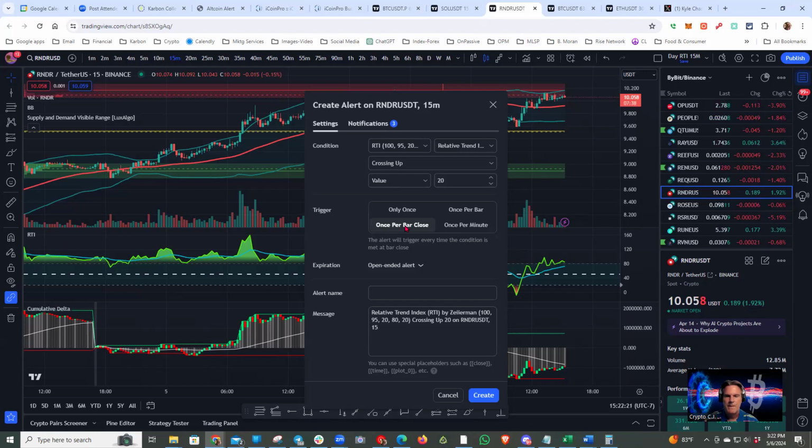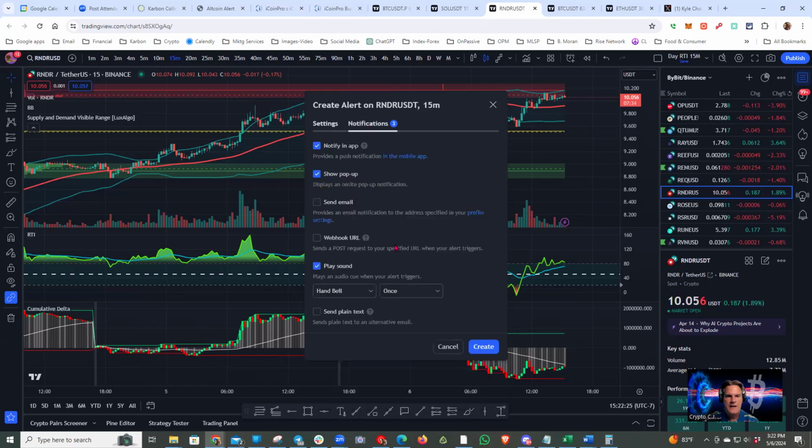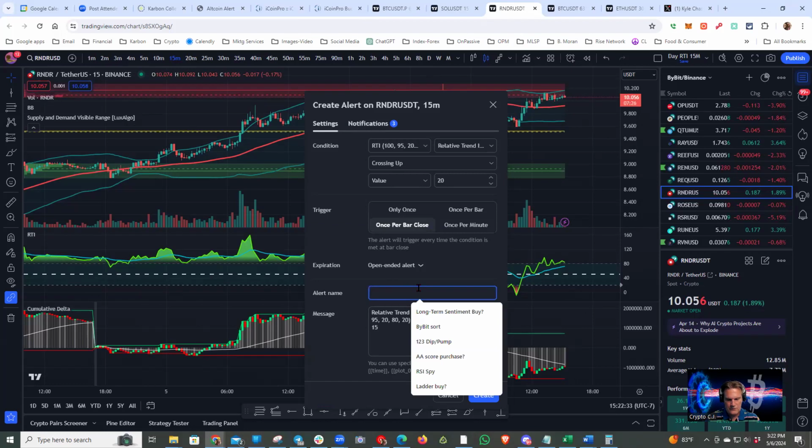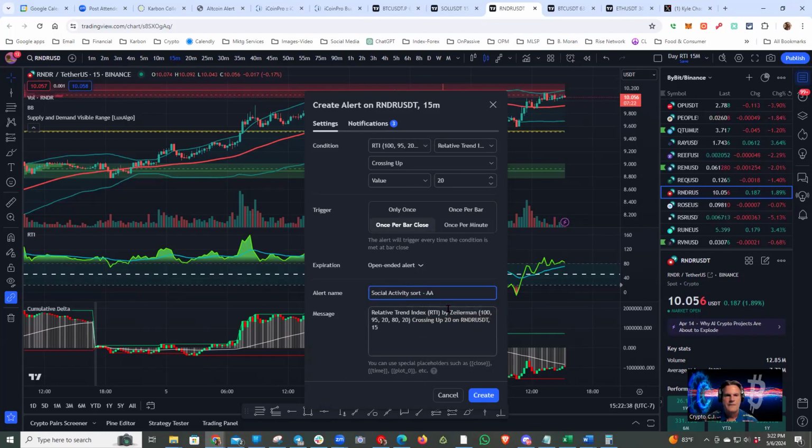So, okay, 50 and 20 on this. Notifications are the same. Choose whichever one you like. You would change the alert name, social activity sort, and you're off on Render.